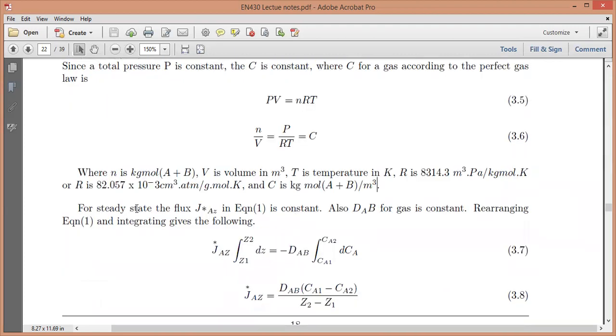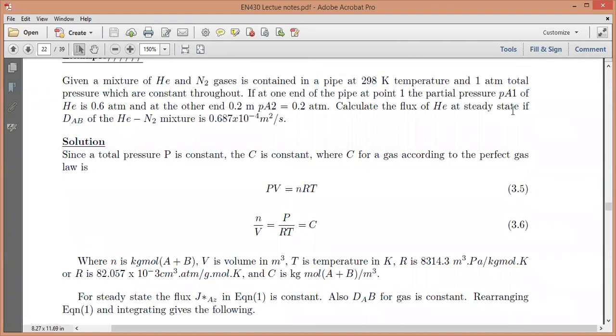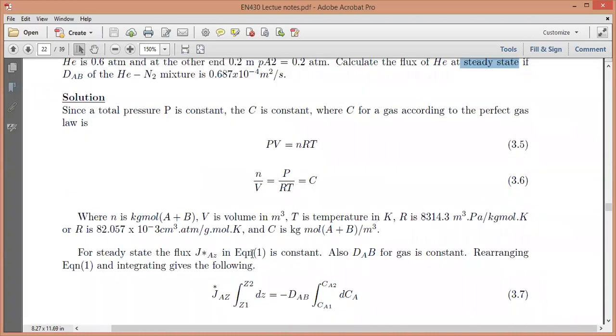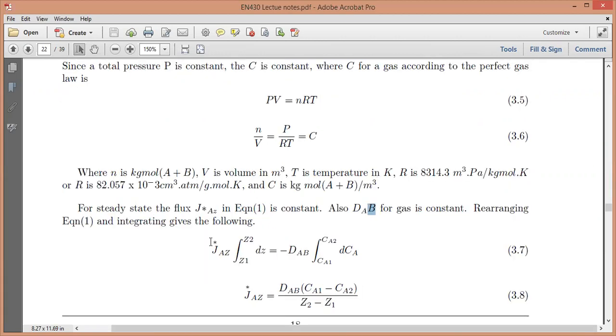So for steady state, the flux in equation 1 is constant. So it's this question that we've been asked actually to solve is actually a steady state question. So we know that it means that the flux will be constant. Also, D_AB, this is supposed to be small, the letter B here. So the coefficient for diffusion for the gas is constant.